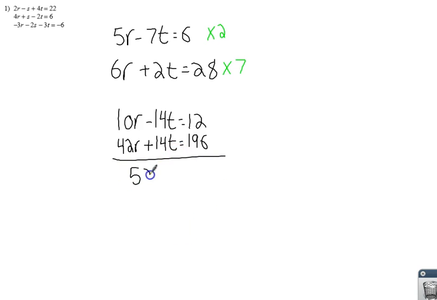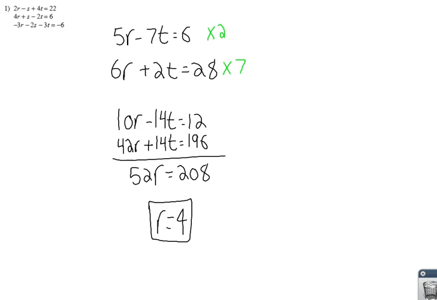So I get 52r and 196 plus 12 equals 208. Whew, big number there. I'm going to divide by 52 and get r equal to 4. From there, the problem begins to unravel itself.